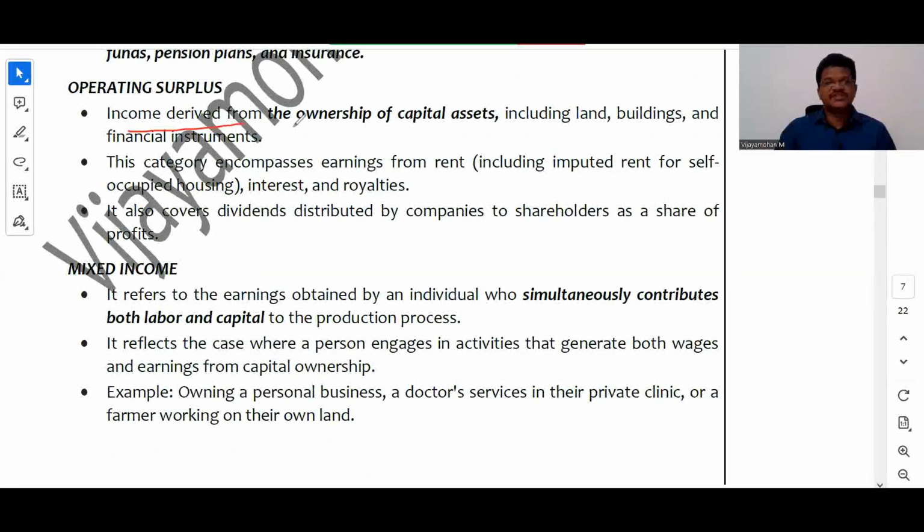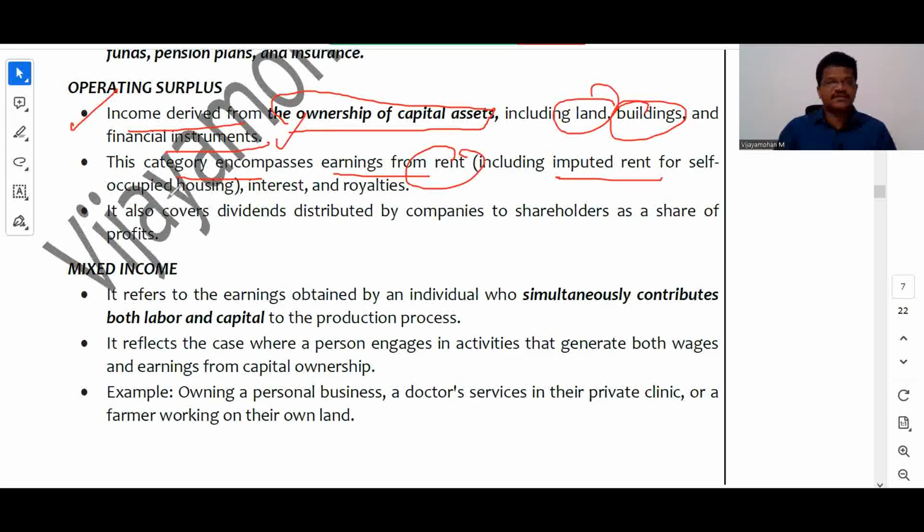So income which is derived from ownership of capital assets, for example land, buildings, financial instruments. If an individual is receiving income from this, then you can say that this is operating surplus. And this category encompasses earnings from rent, including imputed rent for self-occupied housing, interest, and royalties.